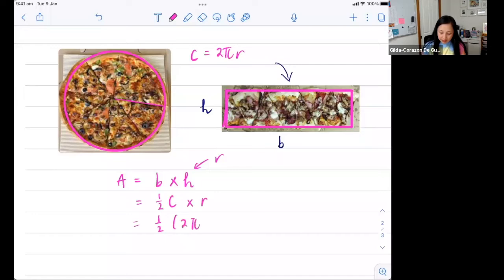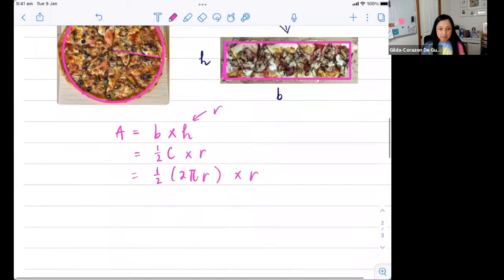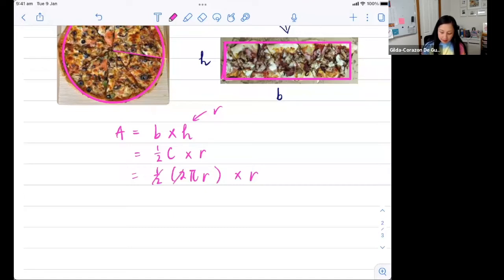And if we replace C, the circumference, with our formula, 2 times pi times r, and we further simplify that, half times 2 would be simply 1. So we can cancel them out. And looking at this one, we have pi times r squared. And therefore, our area formula for our circle is pi times r squared.